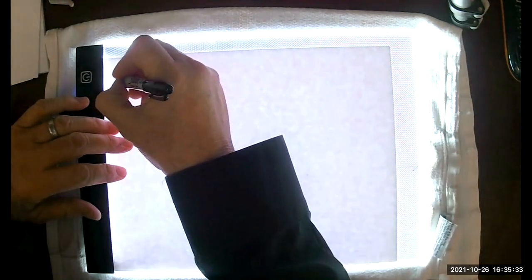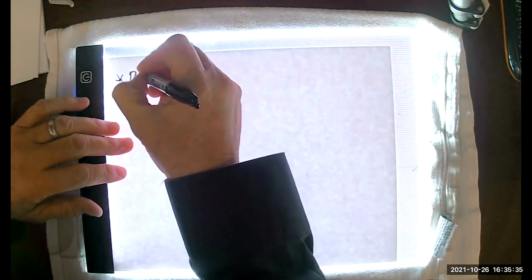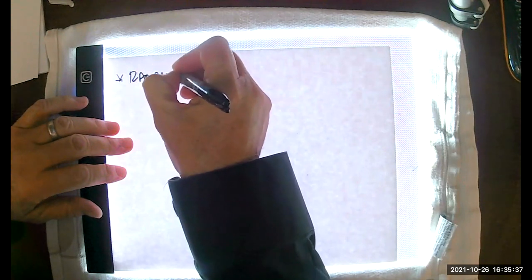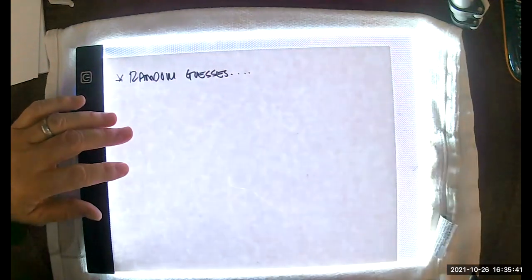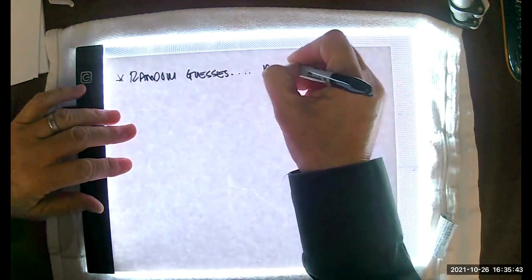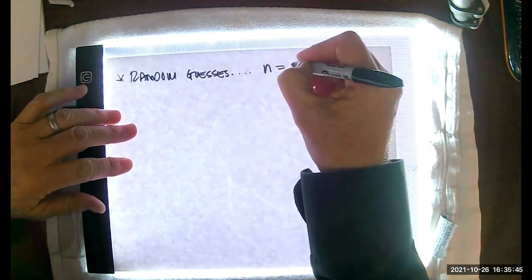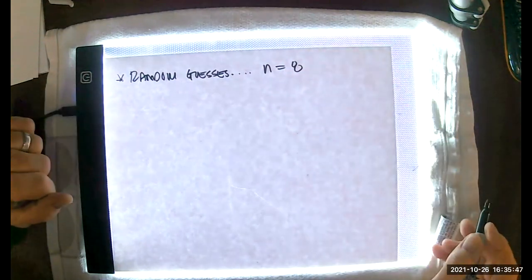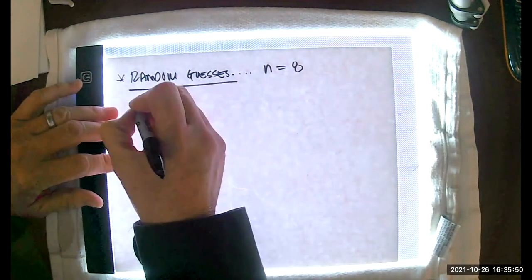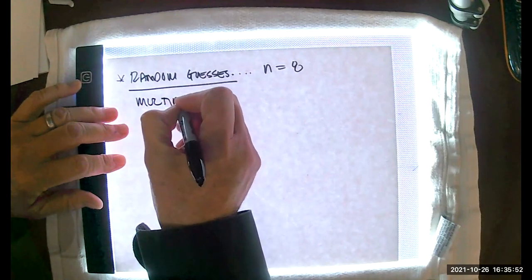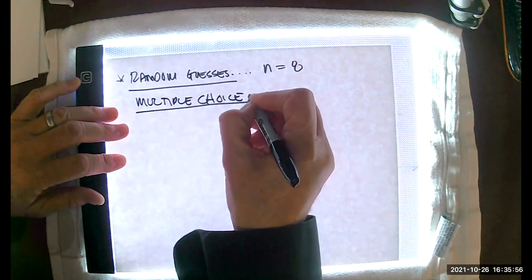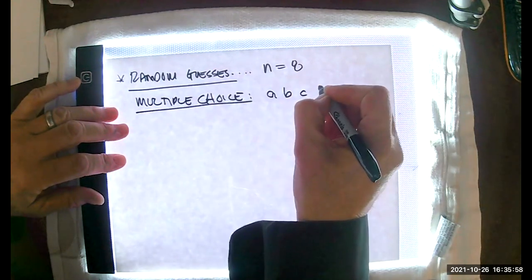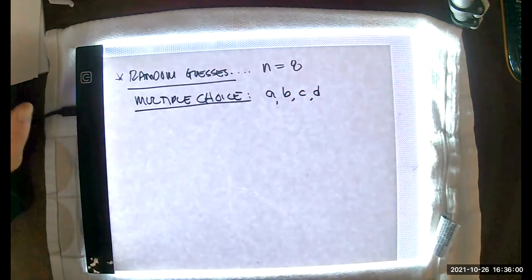Yeah, the first, we are going to make random guesses. We have a quiz. Let's make this one an 8-question quiz, and it is multiple choice. And A, B, C, and D.